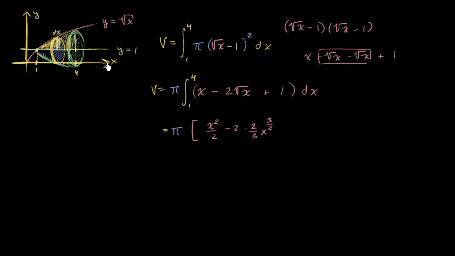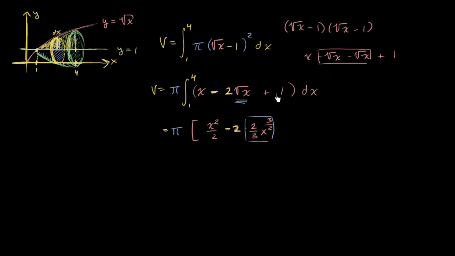Let me make it clear. This -2 right here is this -2. And this expression right over here is the antiderivative of square root of x. And you can verify this. If you take the derivative of this, 3/2 times 2/3 is 1. Decrement the 3/2, you get x to the 1/2.